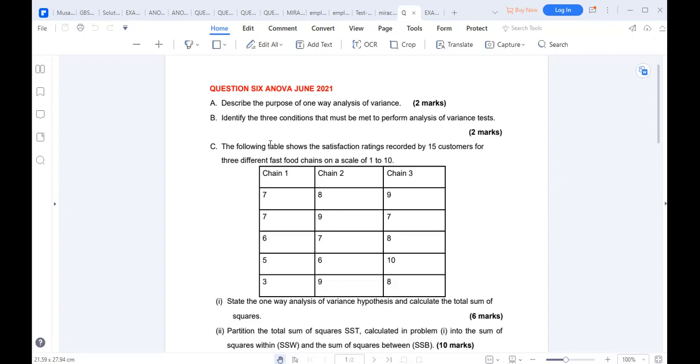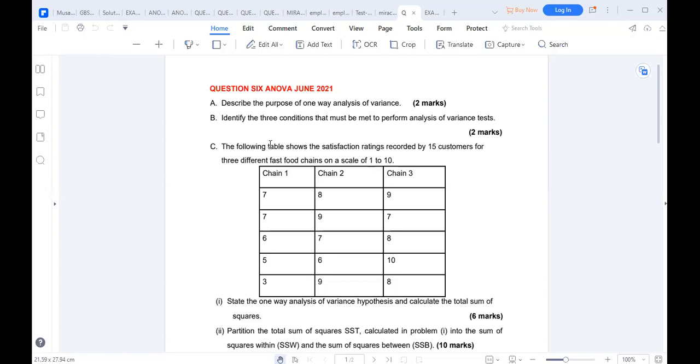One-way ANOVA is typically used to investigate if variations of different levels are measurable on the dependent variable. So the purpose of ANOVA is to tell you if there are any statistical differences between three or more means. So that is the purpose of ANOVA.